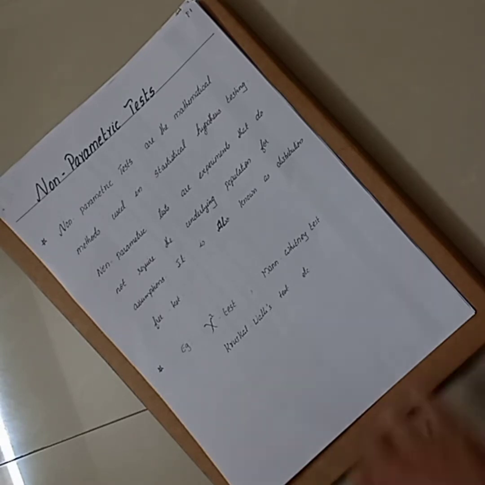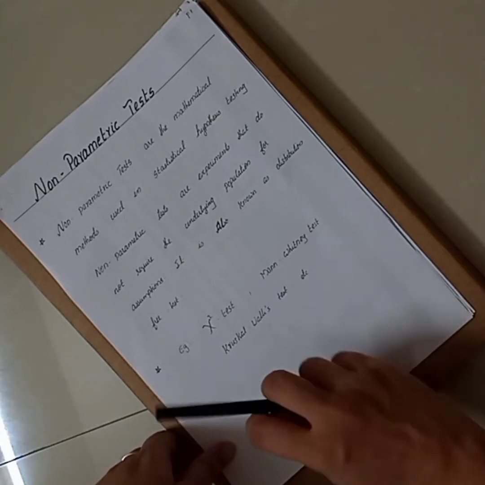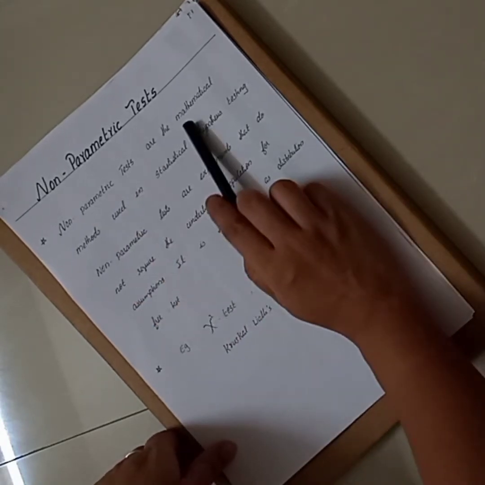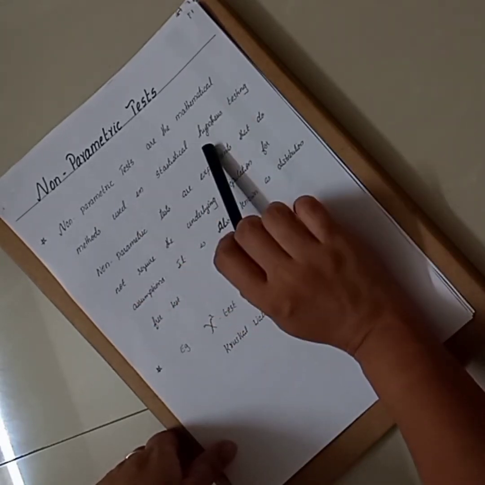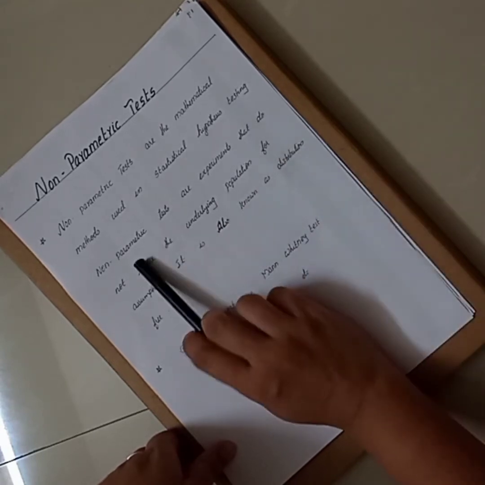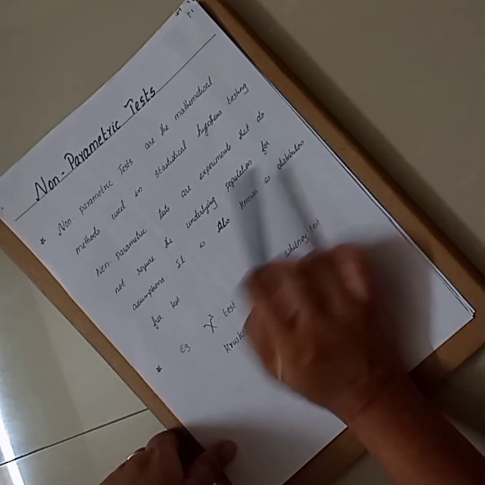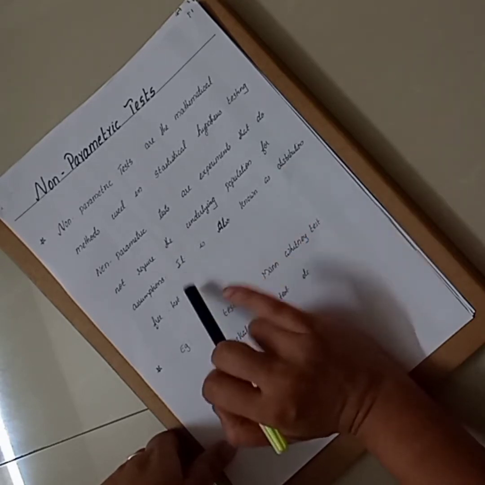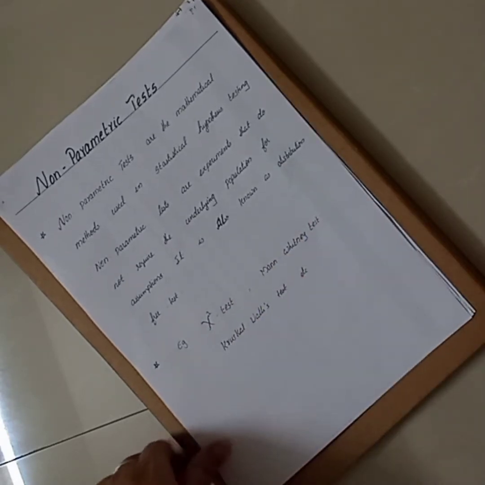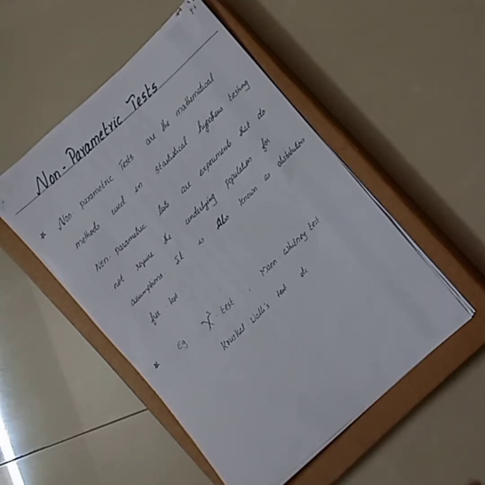So what do we mean by non-parametric tests? Non-parametric tests are the mathematical methods used in statistical hypothesis testing. They are experiments that do not require assumptions about the underlying population. It is also known as a distribution-free test. Normally, we discussed the Z test, that is the normal distribution, then the T distribution. All these are parametric tests. That means we require certain distributions, populations, etc.